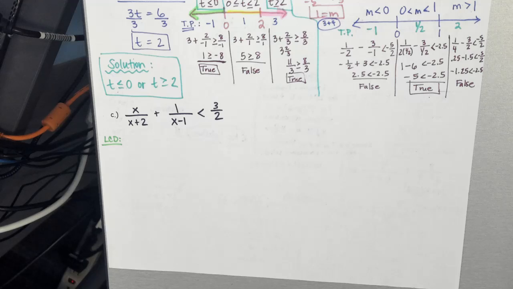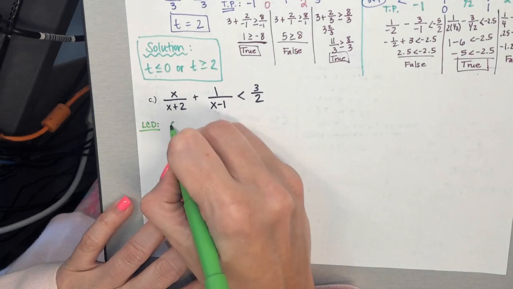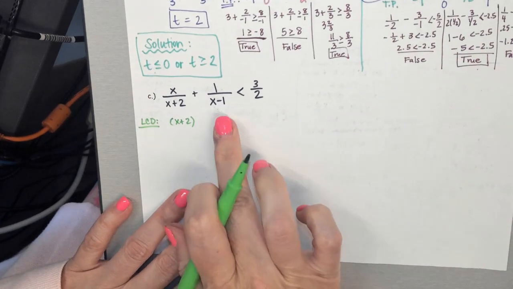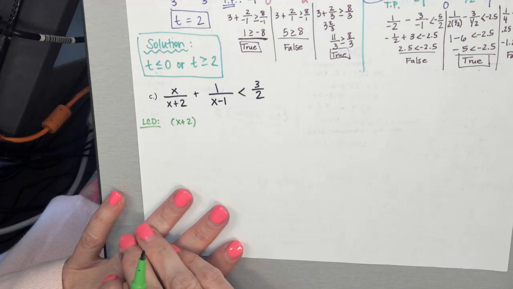So when you're doing your LCD, let's start with the first one. So what, according to the first fraction, what do you have to have in your least common denominator? Okay, so I should see that you have x plus 2. That's part of it. Right? This one tells you that what else has to be part of it?